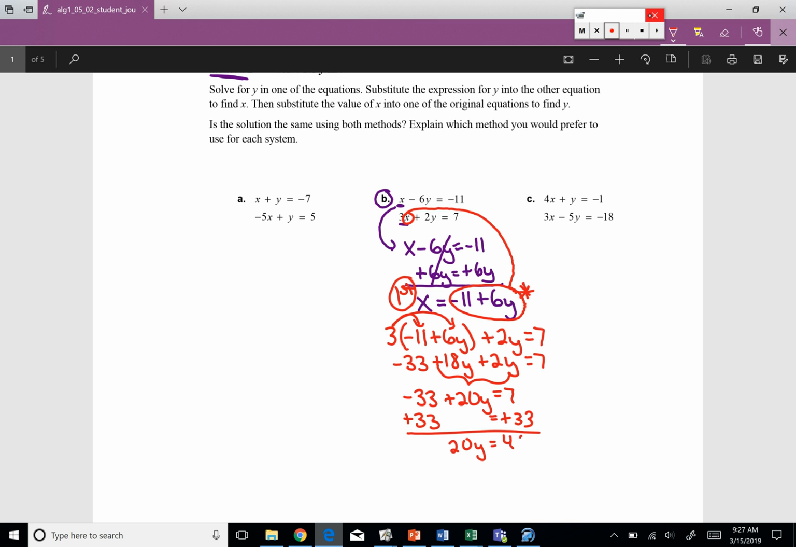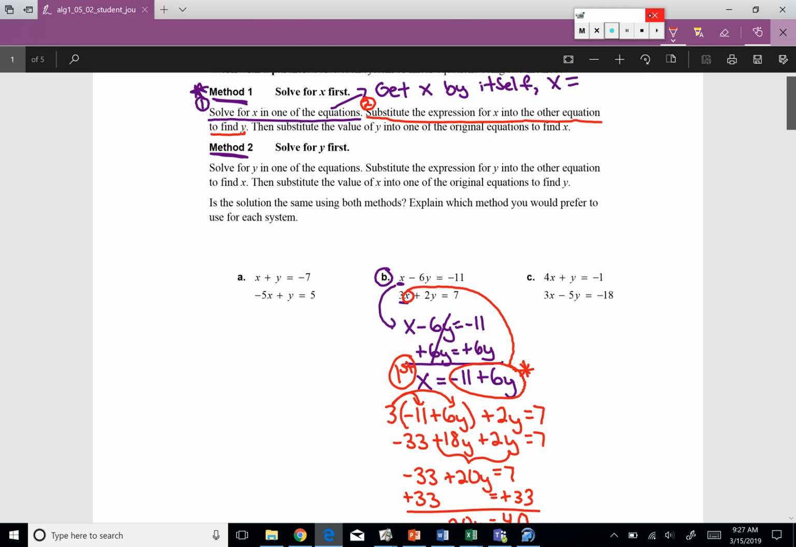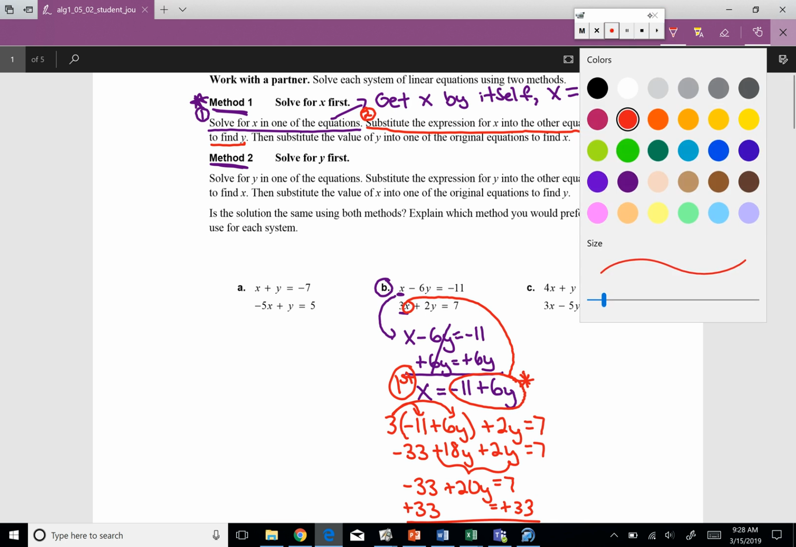20y equals 40. Finish off, divide by 20. We get y equals 2. So we found what our y value is, but we have two variables that we have to solve for. So now that's where step number 3 comes in.